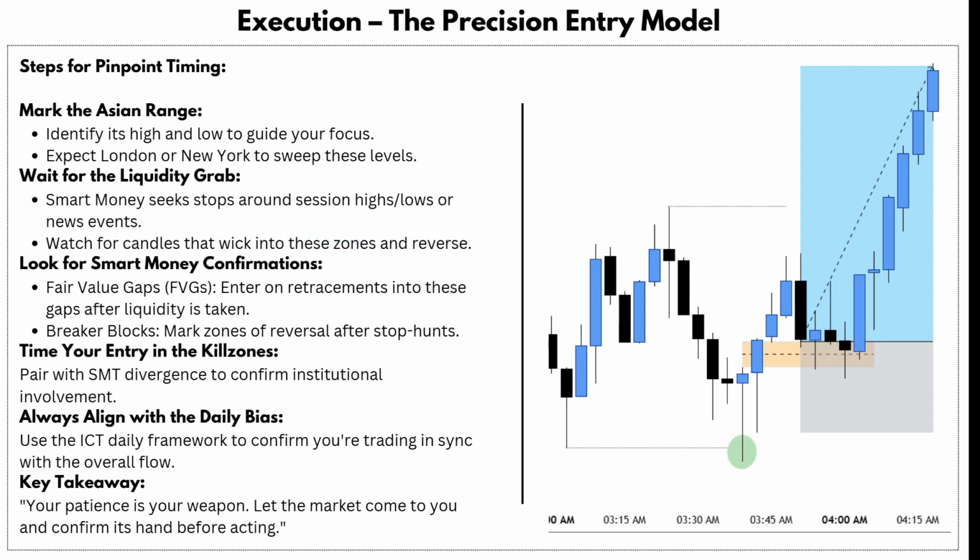Then for number three, we will look for a smart money confirmation. That is a fair value gap. That's where we enter on the retracement into these gaps after liquidity is taken. Or we may use a breaker block as a PD array, right, to use if we don't see a fair value gap.